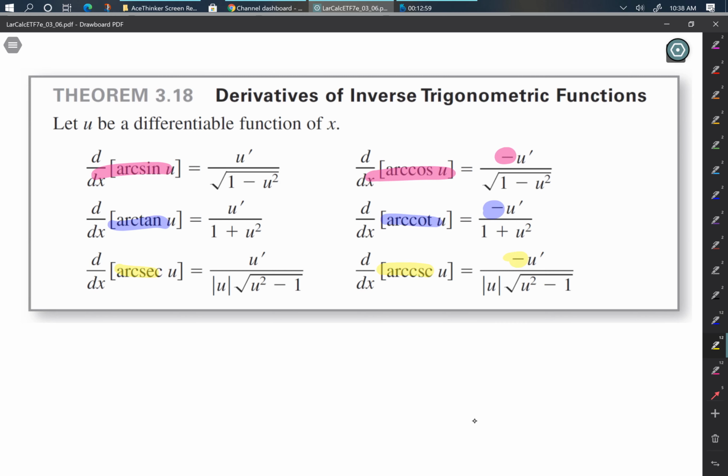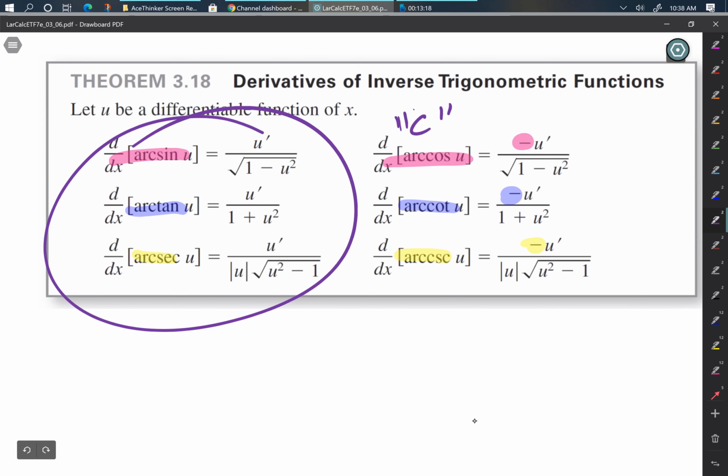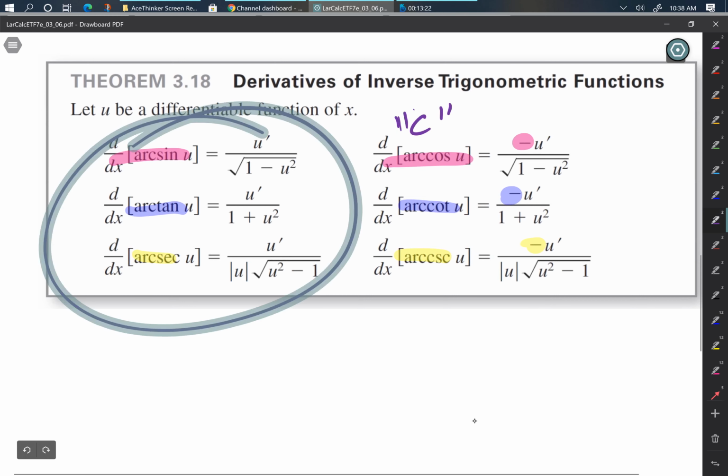And what you'll notice is these are all the C trig functions. Cosine, arccosine, cotangent, arccotangent, cosecant, arccosecant. All the C's have negatives in their numerators. All the plain old trig, no negatives. Right? So what does this look like in application?